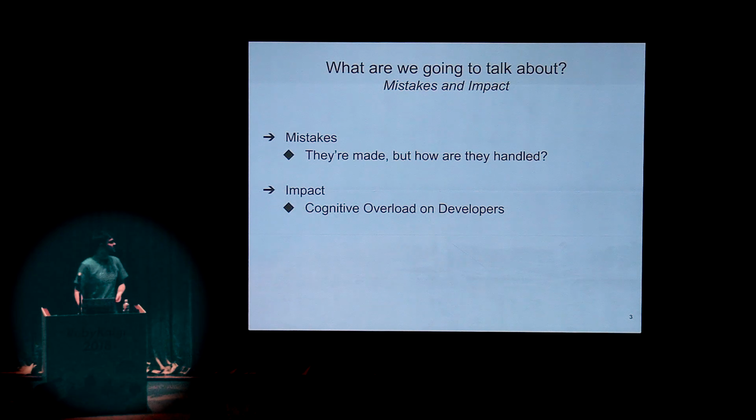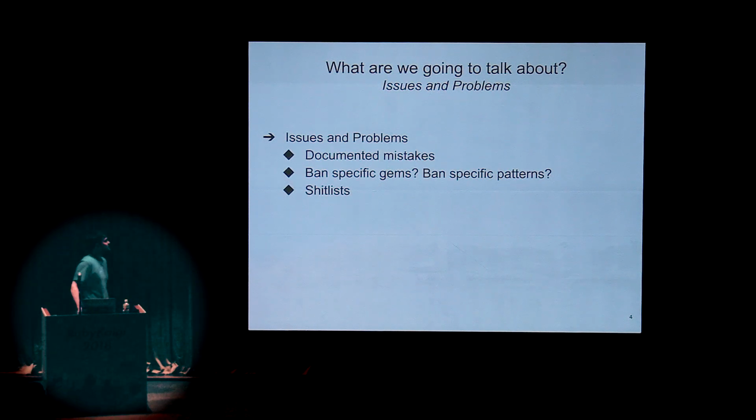I'm going to start by talking about mistakes. Everyone makes mistakes. You do, I do. Doesn't matter who you are, what level of developer you are, you're going to make a mistake. I'm going to talk about the impact that those mistakes have on developers, specifically cognitive overload. I'm going to talk about issues and problems, what I call documented mistakes. What happens if you want to ban specific gems in your organization or specific patterns, non-idiomatic things. And I'm going to talk about a concept we have at Shopify called shit lists.